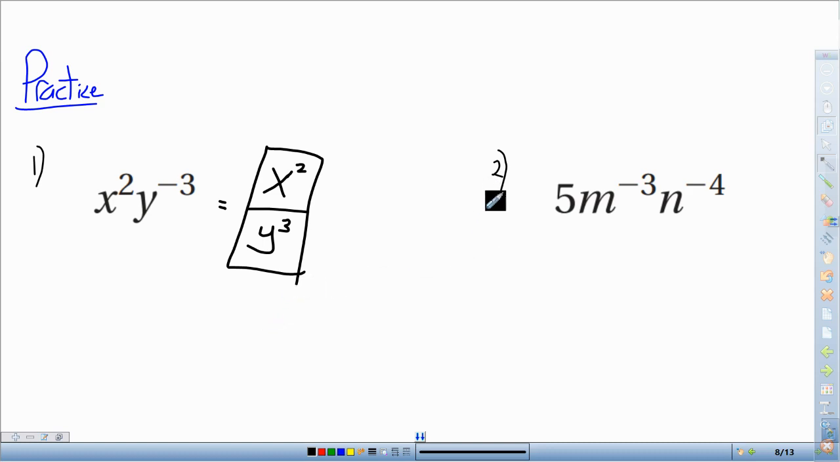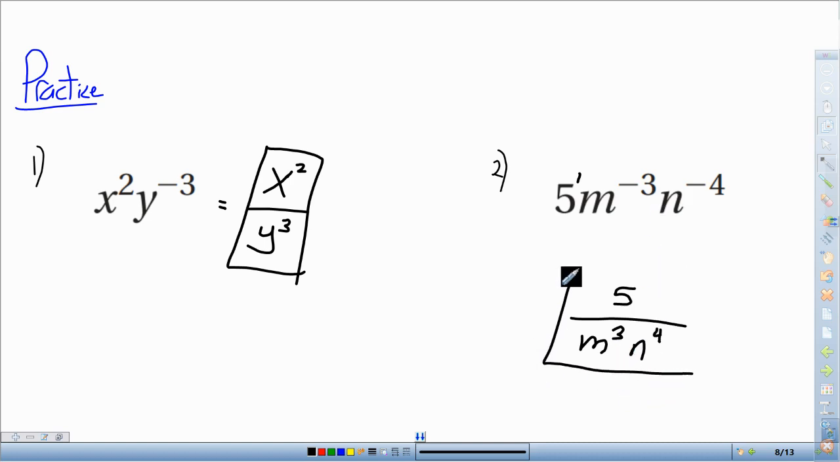On number two, be careful on this problem. We do have negative exponents. Those will be moving, but is everything moving? No, this 5 to the power of 1, it is not moving. It's up in the numerator. It's going to stay up in the numerator. I'm going to put my work down here. So this 5 is staying up top. What's moving is this m to the power of -3. Now it's a positive. And this n to the power of -4. Now it's positive. So there it is.